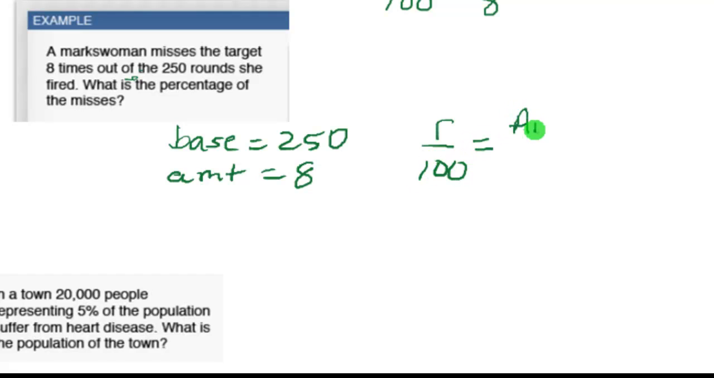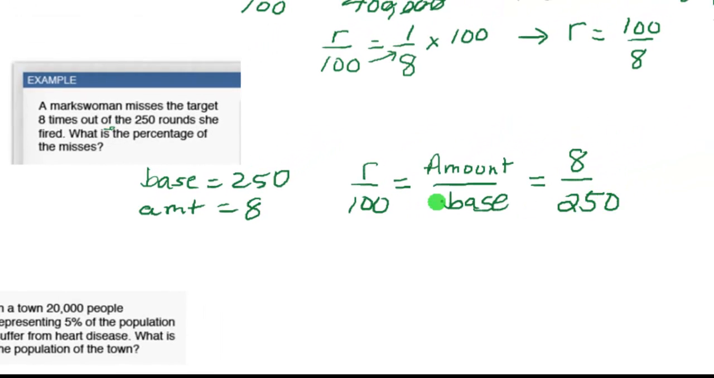equals amount divided by base. Remember from above we did this. So we're going to take the 8 over the 250. And let's see, these are even, so we can reduce this fraction by 2 at least. So that would be 8 divided by 2 is 4. 250 divided by 2, half of 250 is 125. Okay, so now take that 100 again, and that gets multiplied over here, as you know from your reading.